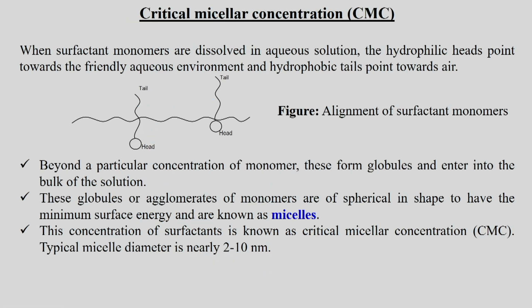Then we learned something about the critical micelle concentration. Beyond a particular concentration of the monomer, these form globules and enter into the bulk of the solution, like this one globule. These globules or agglomerates of the monomers are spherical in shape to have the minimum surface energy and are known as micelles. The minimum concentration of surfactant required to make micelles is called the critical micelle concentration, or CMC.